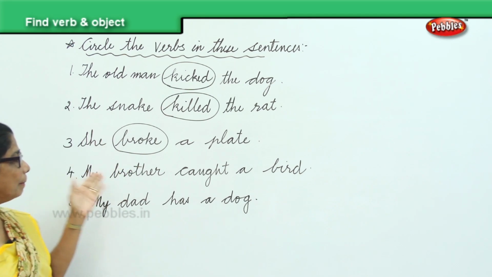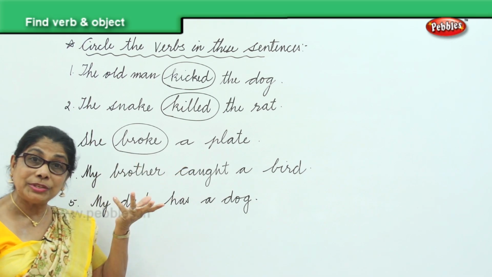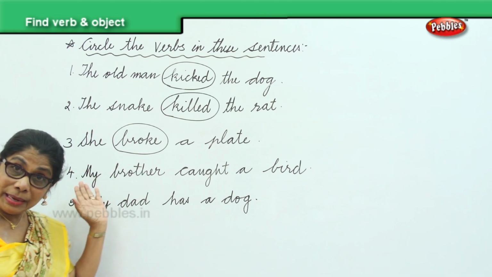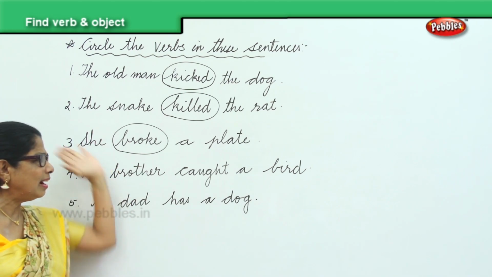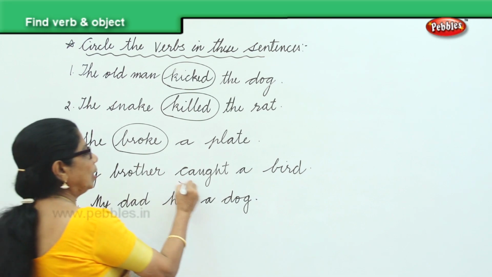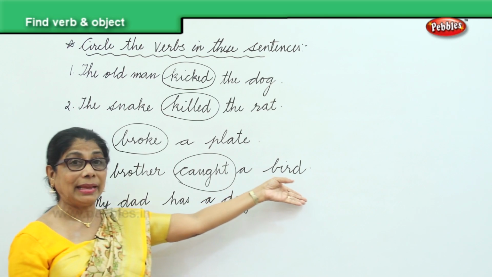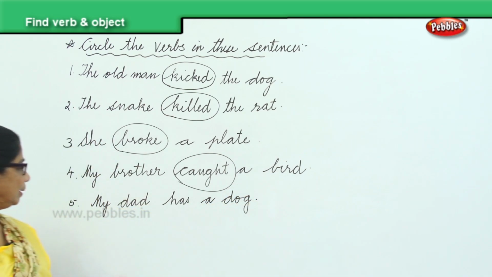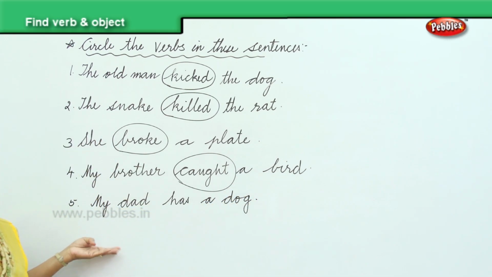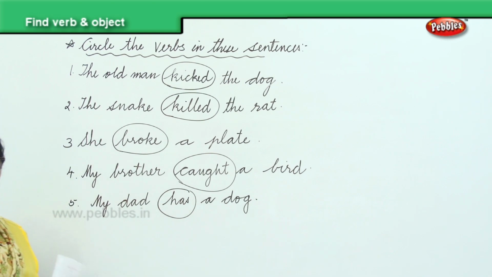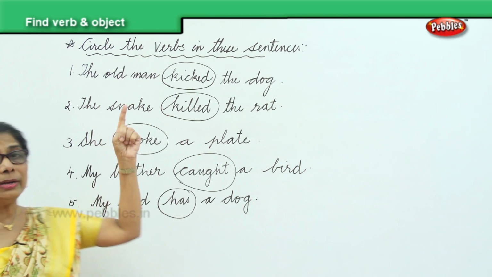Now, in the next sentence, my brother caught a bird, which is the subject? The main person is my brother. What is he doing? What has he done? He caught. That's the verb. My brother caught what? What is the object he has been catching? The bird, a bird. Here, what is the subject? My dad. What does he have? He has a dog. That's a verb. He has. What is the object? Dog.